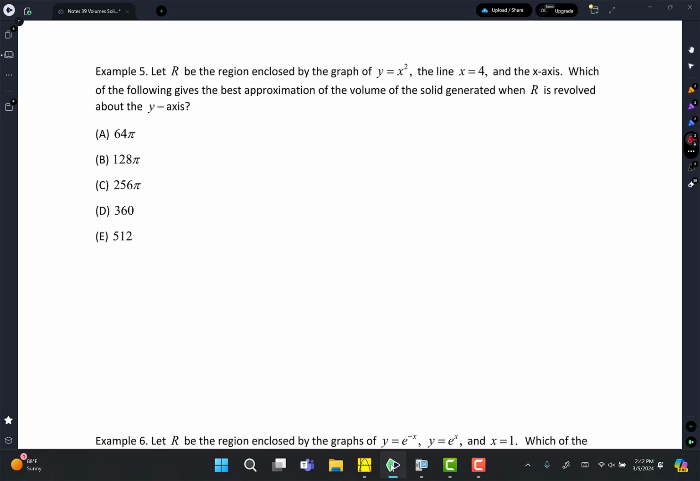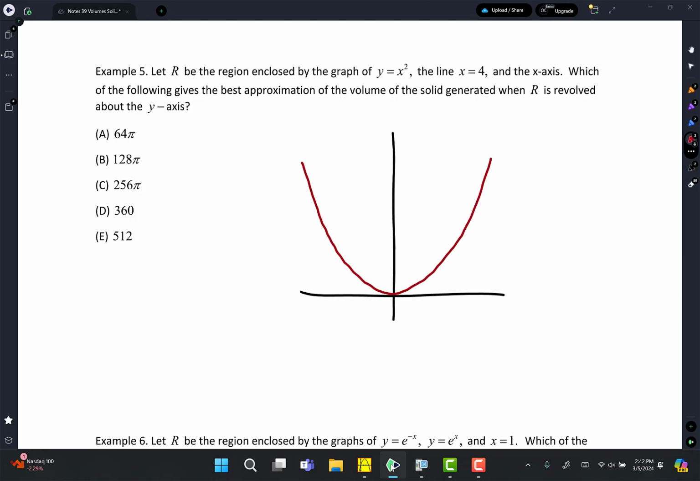All right, guys, check it out. I want you to notice that the answer choices have a pi in them. So relax. That just means don't include the pi. At the very end, we put a pi. So let R be the region enclosed by y equals x squared. Does everyone know how y equals x squared looks like? Yes. It's a parabola, right? So here's y equals x squared. I'm exaggerating it. The line x equals 4. So I'm going to call x equals 4 to be this line right here.